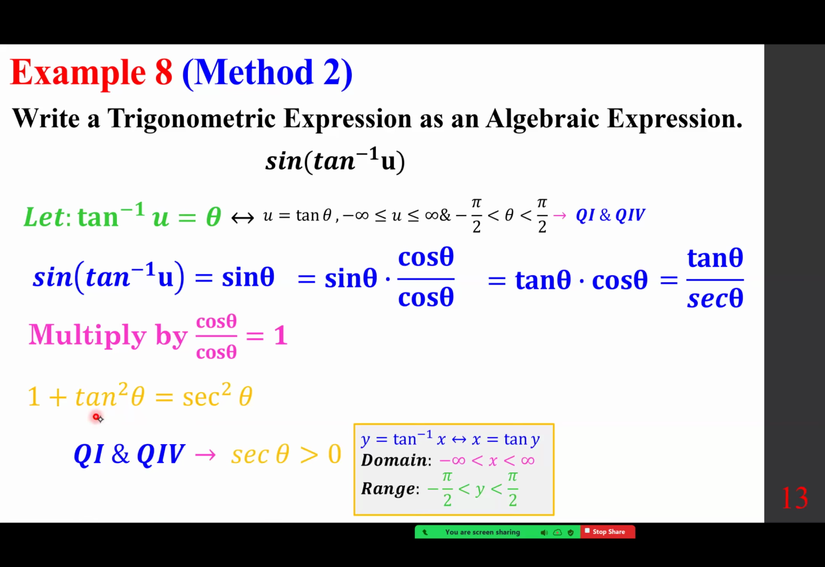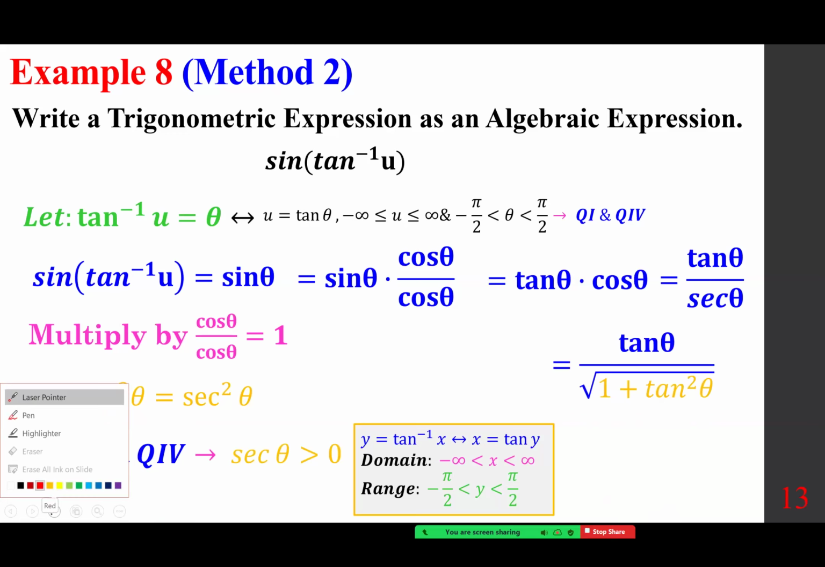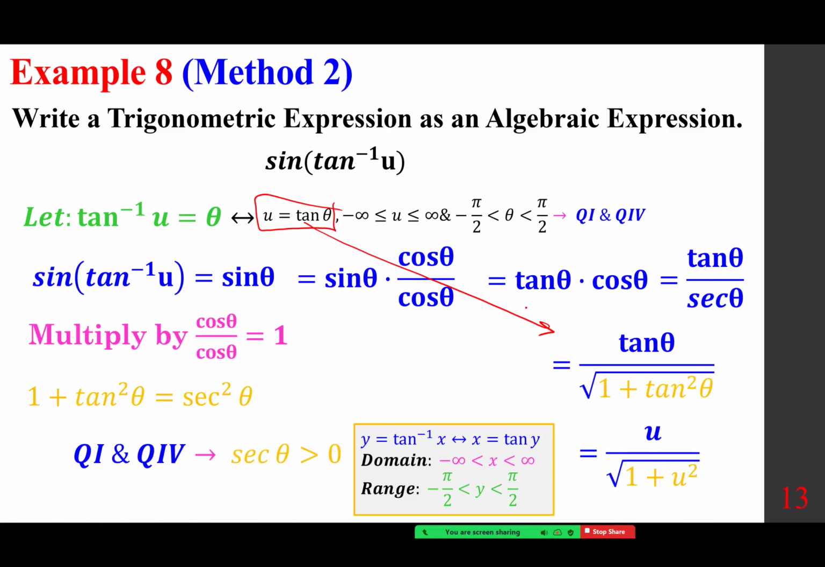And in quadrant 1 and quadrant 4, secant, just like cosine, is positive, remember? So tan theta over the square root of 1 plus tan squared theta. Replace the tan theta with u, and you get the same answer. Again, this is maybe a tad more complicated than the previous page, but that's just a method in case anybody is interested. So there are different methods of tackling this class.